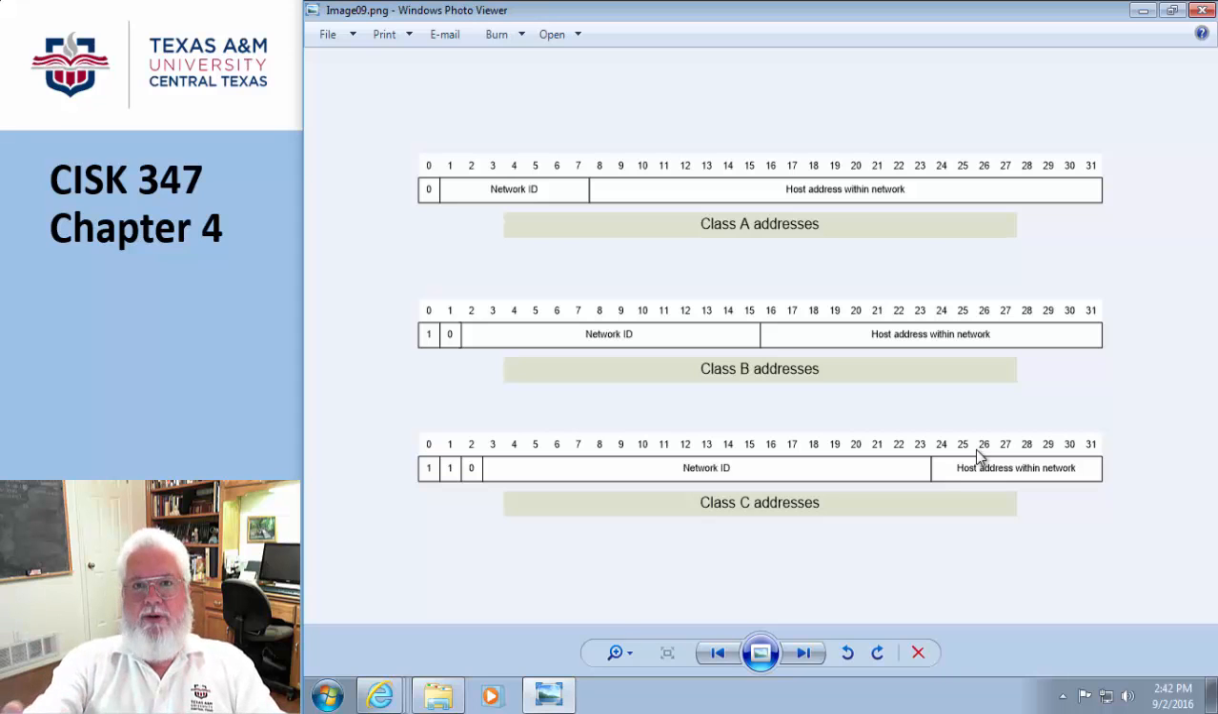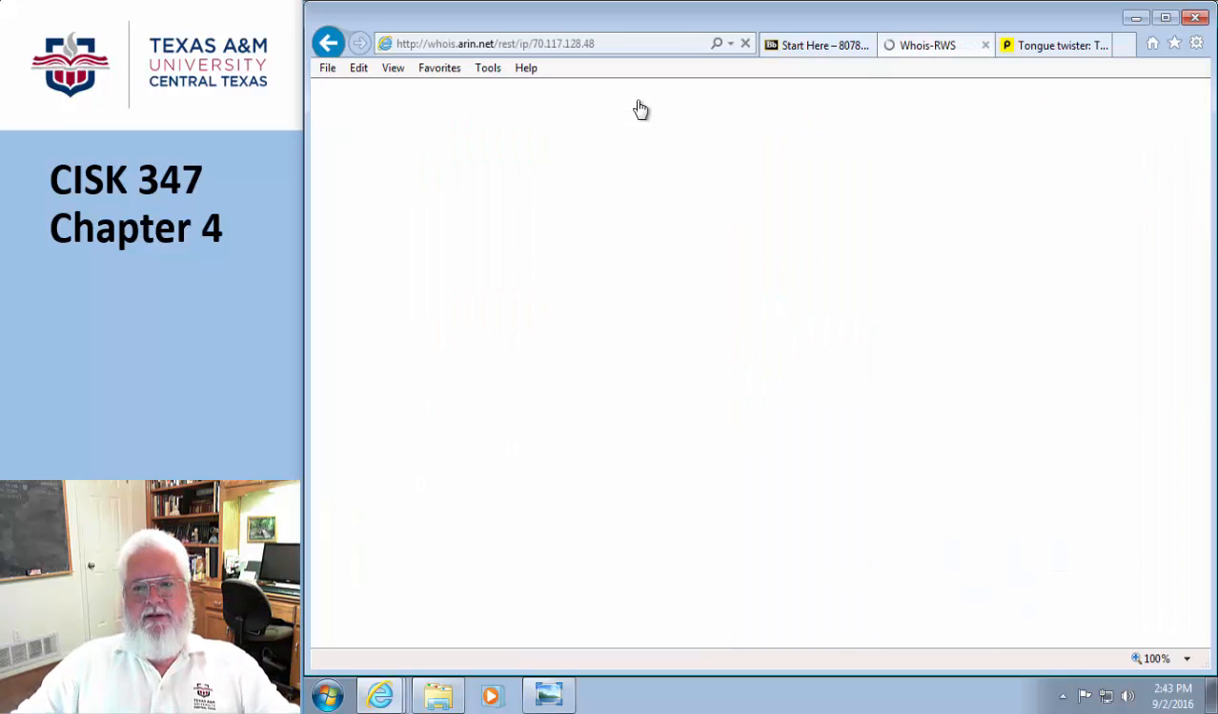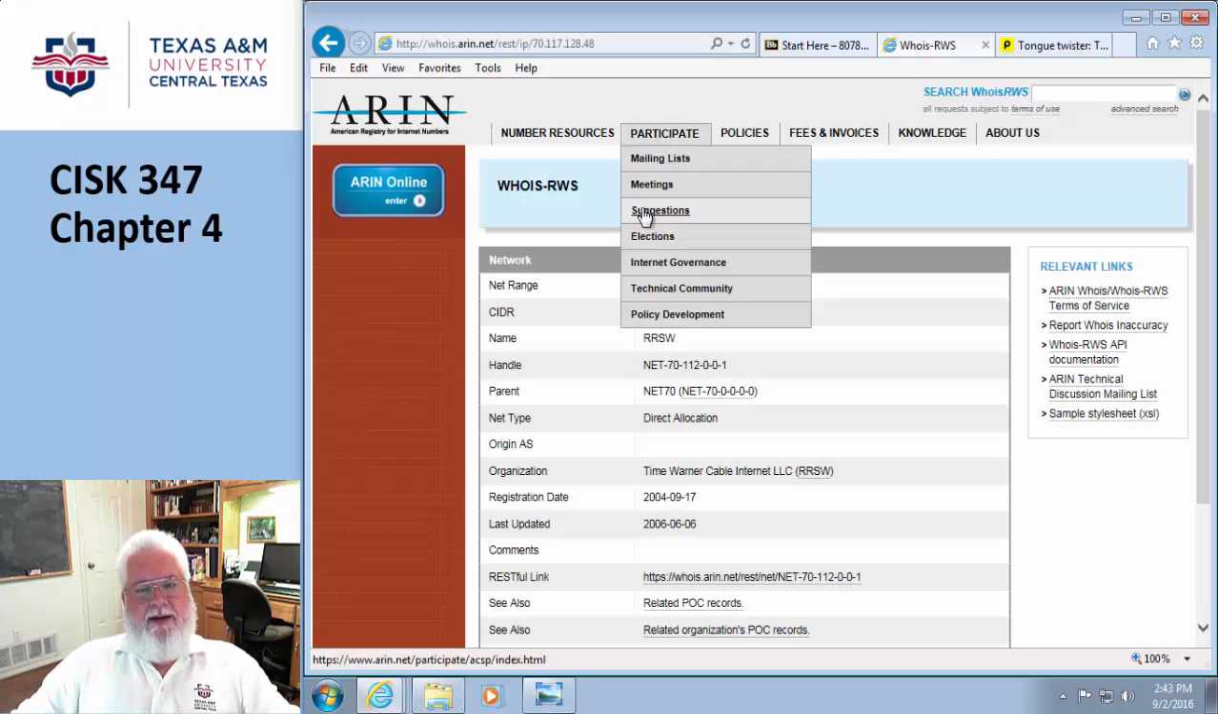Almost all routers now completely understand CIDR, and therefore we can assign addresses a heck of a lot easier now. So I'm going to show you a cool little thing. I'm going to go to the American Registry for Internet Numbers. This is the organization you go to get an IP address. And it says your IP address is, so my IP address right here, the very second, is 70.117.128.48. I'm going to click on that. And it's going to come back and tell me this is Time Warner.